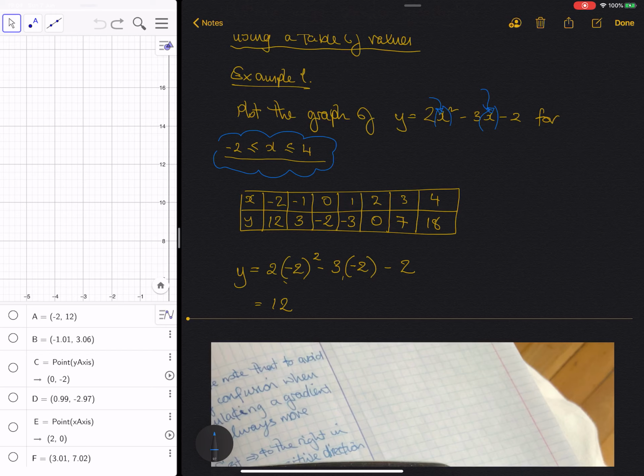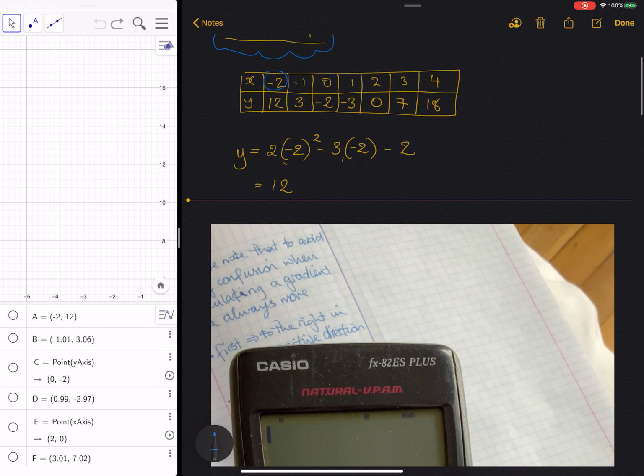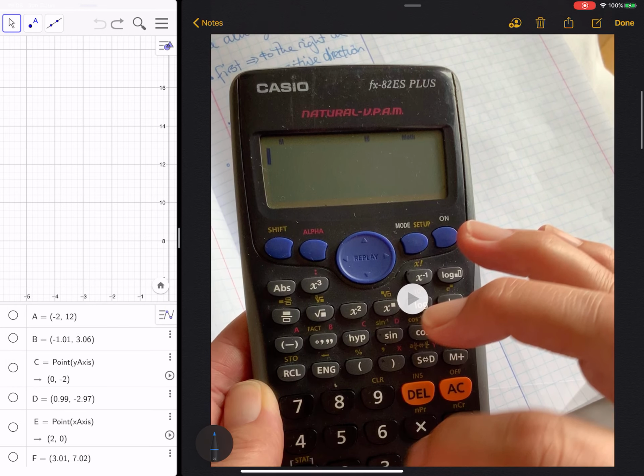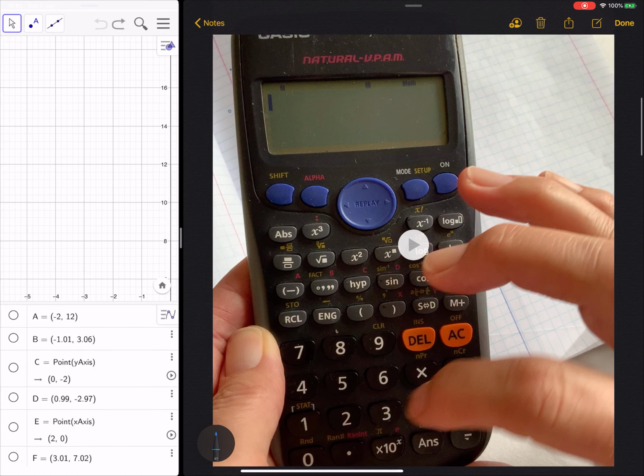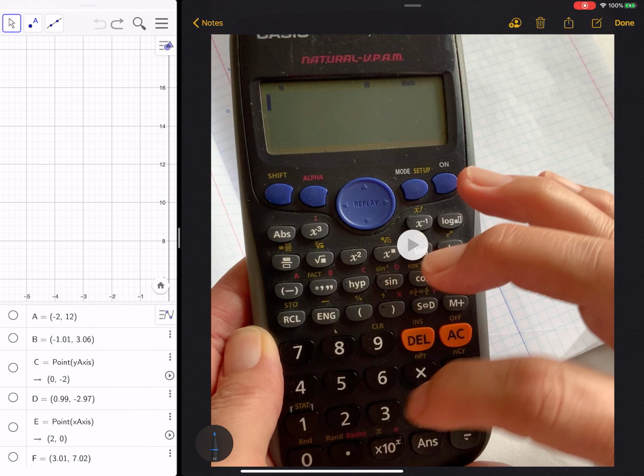brackets. Okay, so if we take the first value of x, minus 2, then y is equal to 2 open brackets minus 2 close brackets all squared, take away 3 open brackets minus 2 close brackets, minus 2, and when you work this out in your calculator, this is equal to 12. And I just have a video here to show you how you can do this on your calculator. Okay, so let's watch this together.